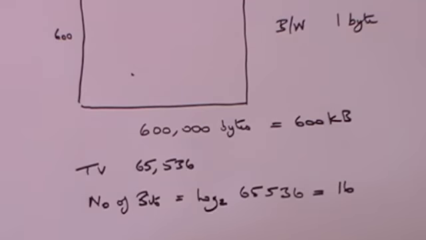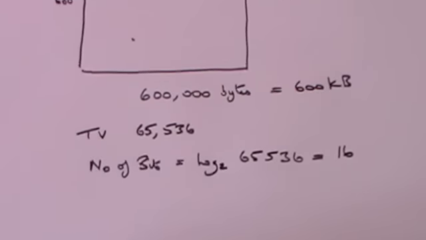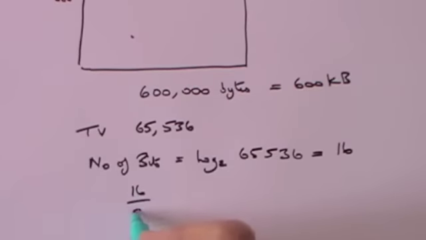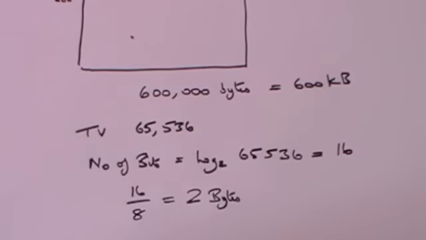So you need 16 bits per pixel in order to have 65,536 shades of colour. And of course, 16 bits, since there are 8 bits to a byte, is 2 bytes. So for black and white, you only need 1 byte per pixel, and that gets you 256 shades. But if you give 2 bytes per pixel, then you get the ginormous 65,536 different types of colour.